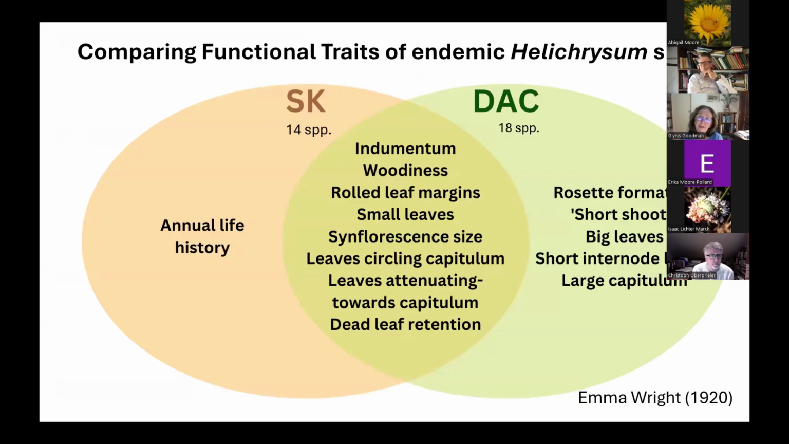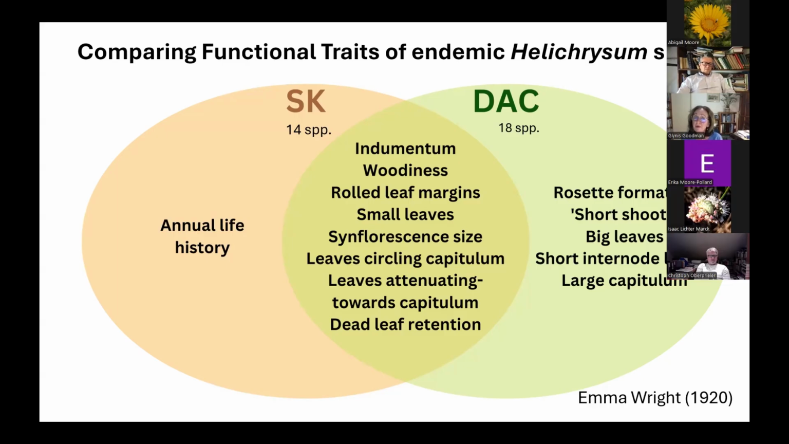And Emma did a study of the functional traits. So she had looked at a variety of functional traits. These are just the qualitative ones that she looked at. And compared 14 succulent Karoo endemics to 18 of the Drakensberg alpine species. And what you can see is that there are a number of traits that overlap, in other words, are present in species in both regions.